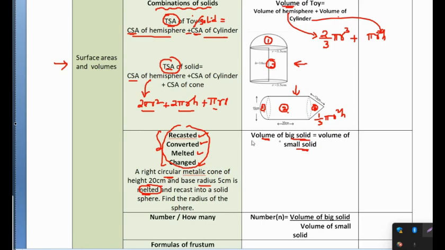So in this question, the big solid will be cone. So volume of cone is equal to volume of small solid, given here as a sphere. So volume of sphere. We know the volume of cone is 1 by 3 pi r square h. Replace the radius and height as per the question, and volume of sphere is 4 by 3 pi r cube. We can't cancel radius, as the radius of cone and sphere will be different, but we can cancel the pi value. And when the number and how many word is used in the question, we have to use again volume of the big solid.